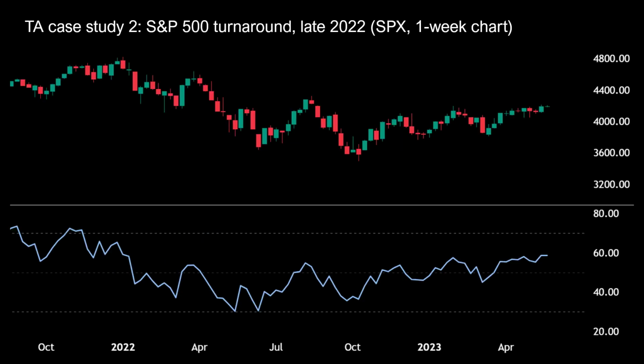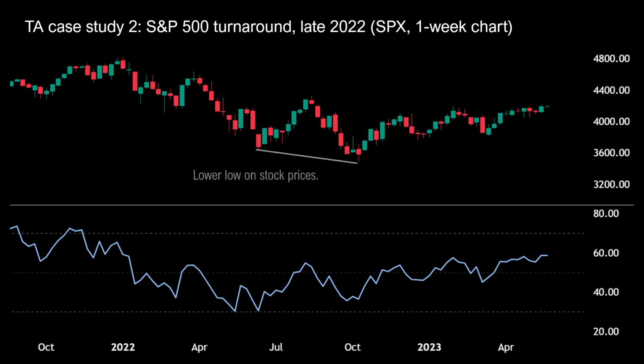So moving on to the next case study, and here we have the S&P 500 and its turnaround in late 2022. This is ticker SPX in TradingView, and I'm using the 1-week chart. That means that each red or green candle represents 1 week of price movement. So as you can see, the market topped out at the start of 2022, and the price trended down until the low in October that year.